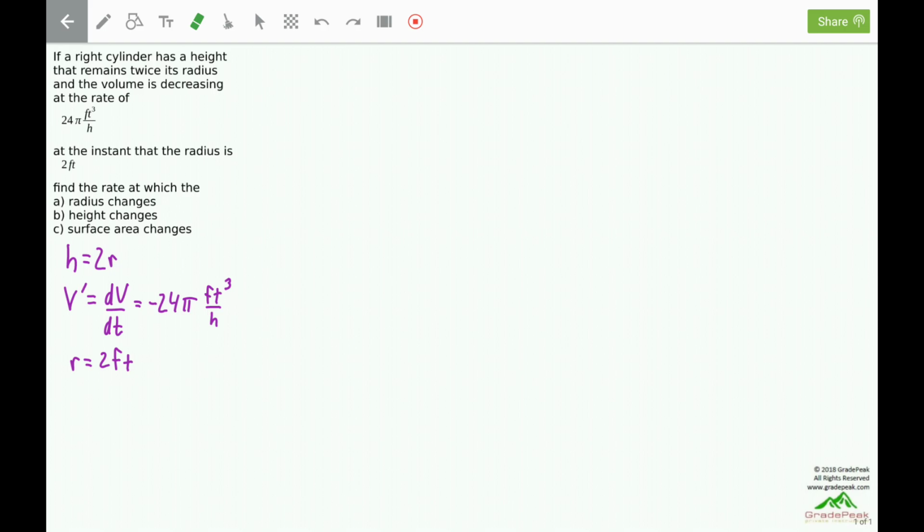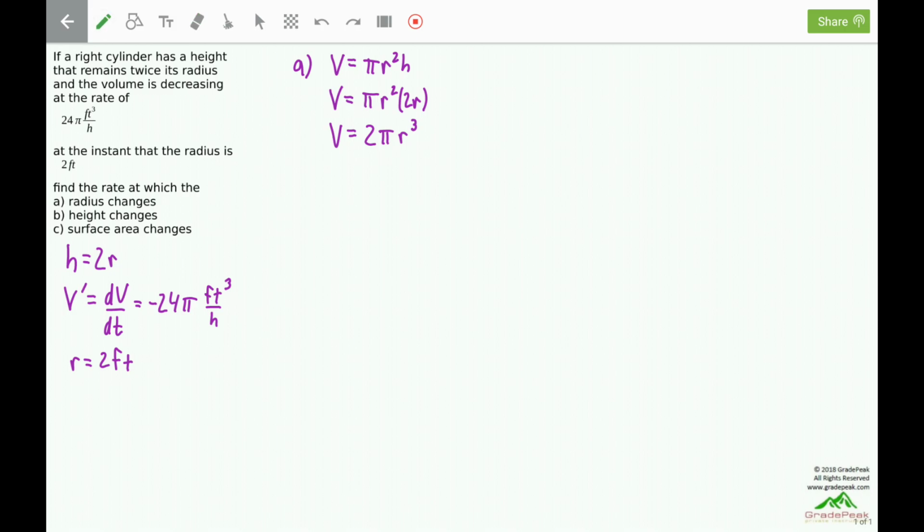For part A, we want to find the rate at which the radius changes. We have the rate at which the volume changes, so we will need to relate the volume to the radius. For a cylinder, the volume is pi r squared times h. We do have the condition, though, that h is equal to 2r here, so we can now write the volume as pi r squared times 2r. And let's simplify that by bringing the 2 out front, so 2 pi, and then r squared times r becomes r cubed. There's our related variables formula.